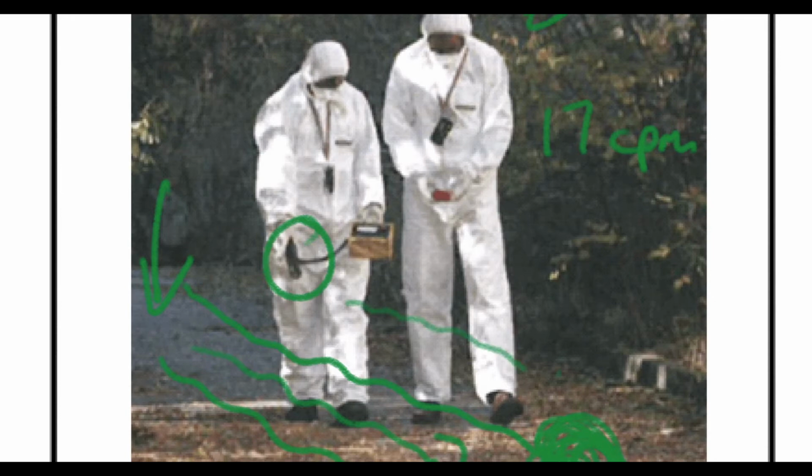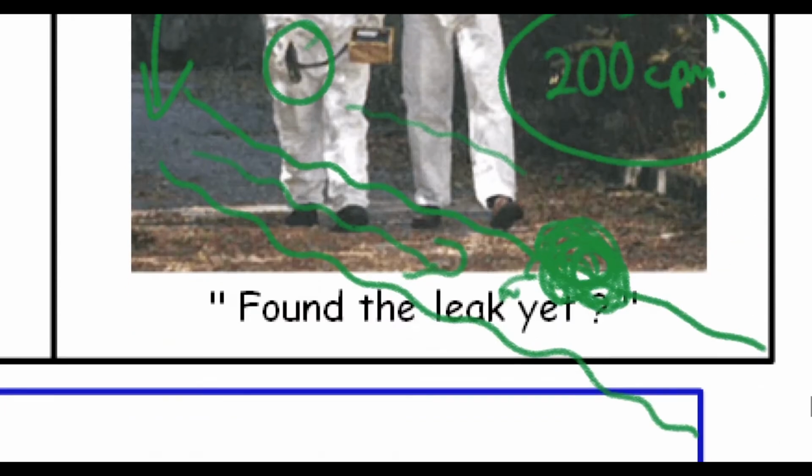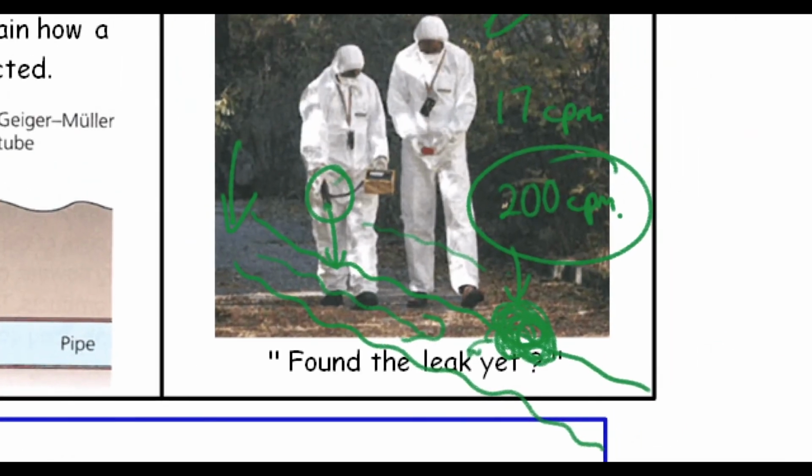Oh, hold on a second. What's going on here? Look, my detector now has jumped up to 200 counts per minute. I'm making these numbers up. How on earth can that be? And then he'd hold the detector closer to the ground. Oh, something strange is happening here. There must be a leak in the pipe.